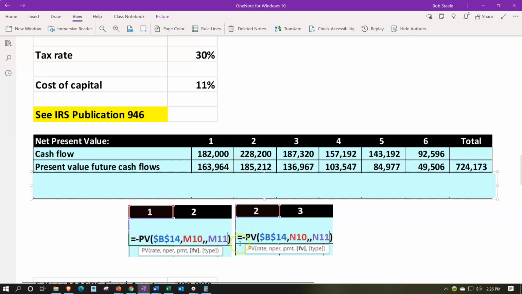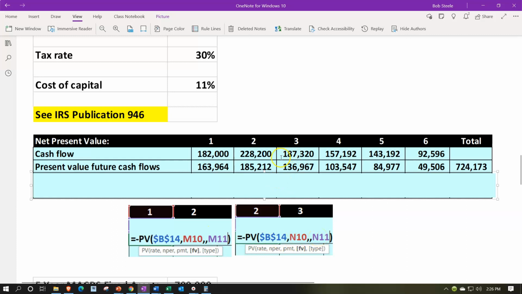Looks like this. Negative present value of the rate, which is going to be the same cell here. That's the 11% absolute reference. Comma, number of periods is now 2. Instead of hard-coding it, we have the cell reference moving M10 to N10. And then we have comma, comma, and the future value is that 228,200 moving from cell M11 to N11. And there we have that.